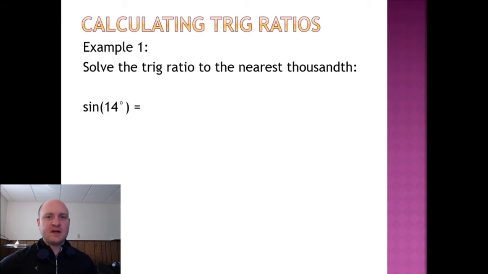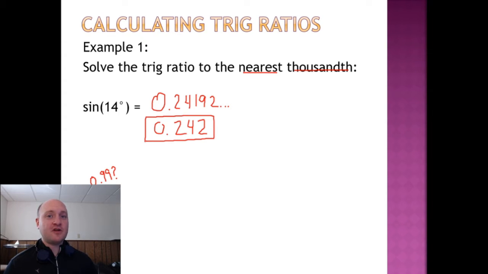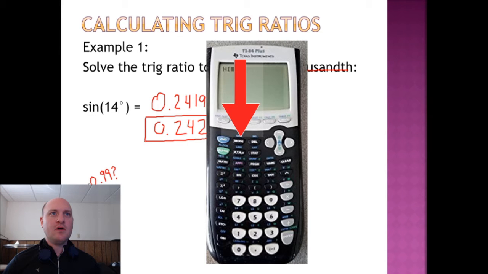For our first of two examples, we are going to solve this trig ratio to the nearest thousandth. Plugging sine of 14 into my calculator, the calculator gets 0.24192. It keeps going. I suggest you take a moment to make sure your calculator gets the same answer, because it might not. Some calculators right now are set in radians, which is not the same as degrees, and a subject for a later video. But to change it, go into your modes and check for a setting for radians and degrees.